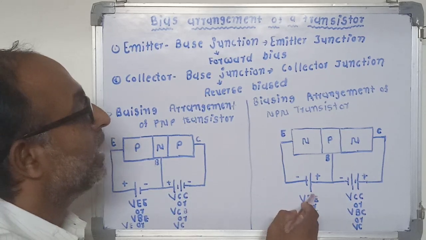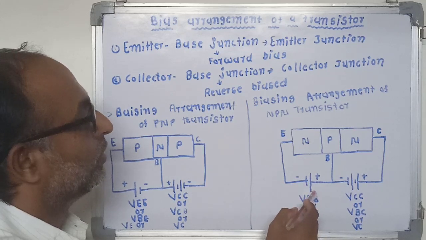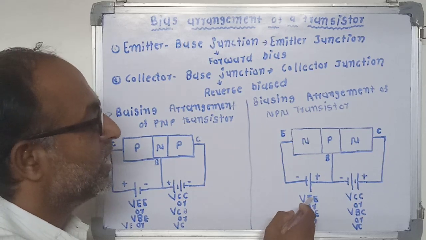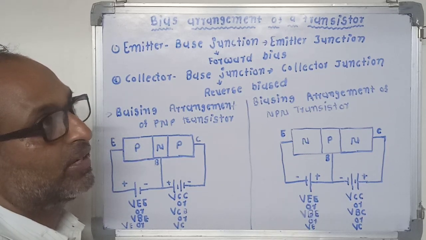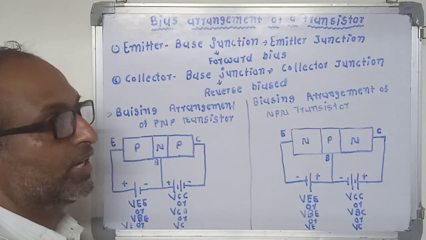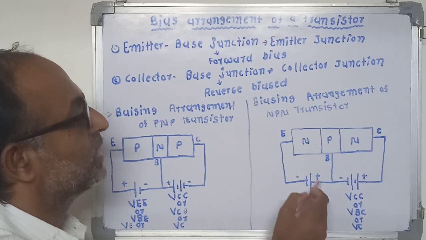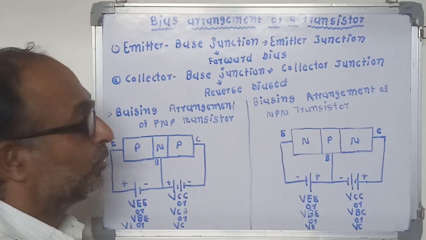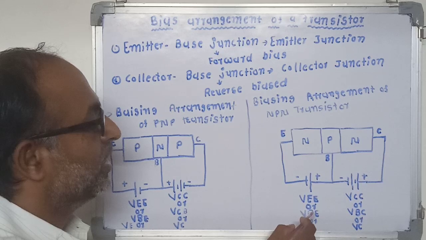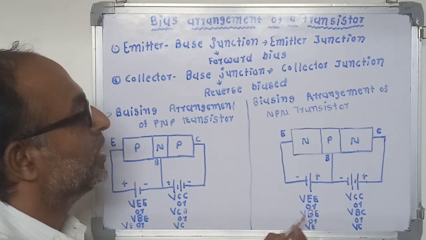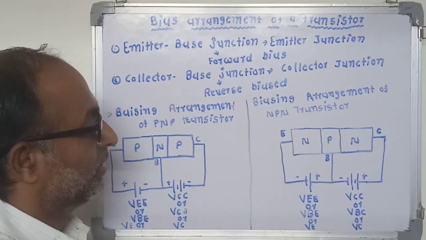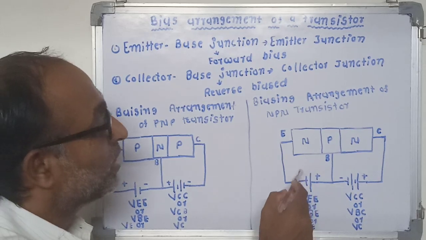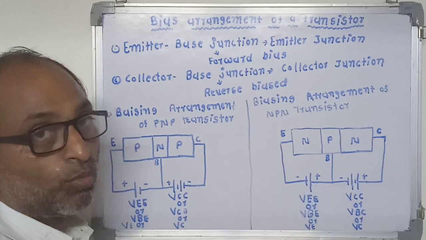Now here the emitter base voltage is represented by VEE. So this double E represents that there is no change in voltage. That means whatever forward voltage is applied to this junction is fixed. Now it is also represented by VBE. That means the voltage applied between base and emitter. It is also denoted by VE. That means the voltage applied to this junction is varied.